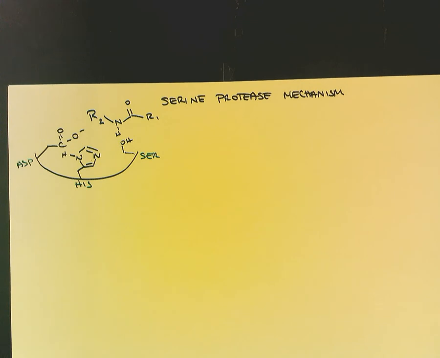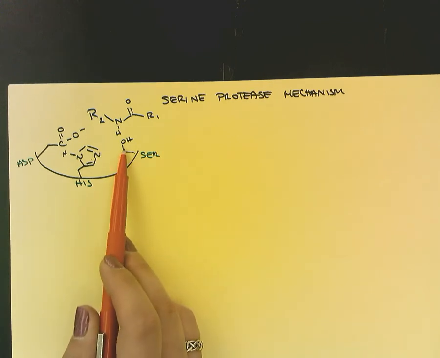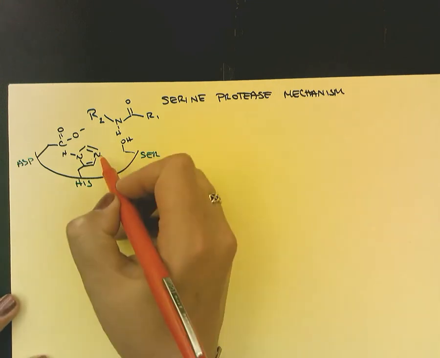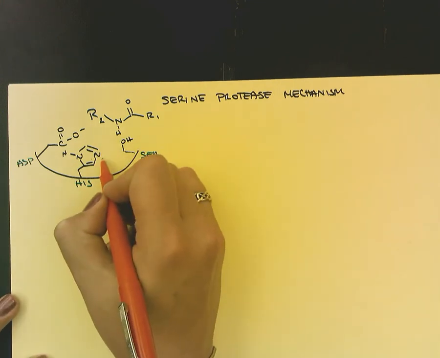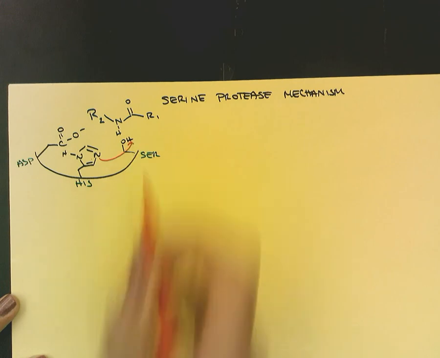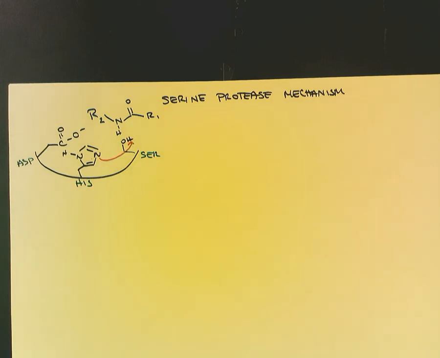So step 1 is having, let me back up. Is serine an amazing nucleophile in its current state as an alcohol? No, pretty sucky actually. It would be a terrible nucleophile. Luckily, we have this histidine right next to it. I drew the H on the wrong side. So that nitrogen with its lone pair is going to grab that proton off of serine.